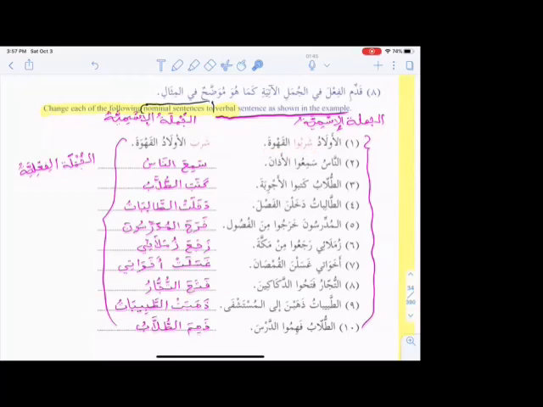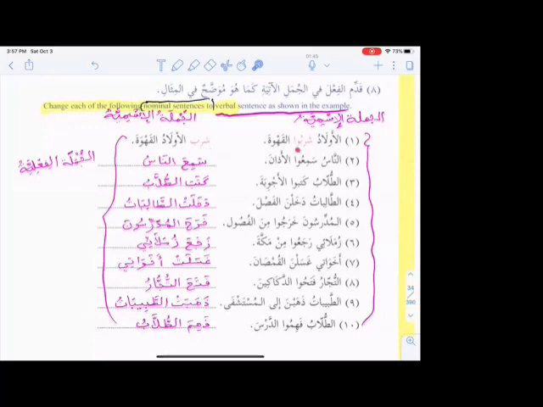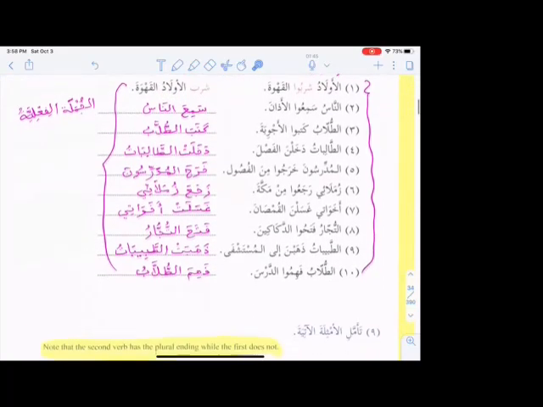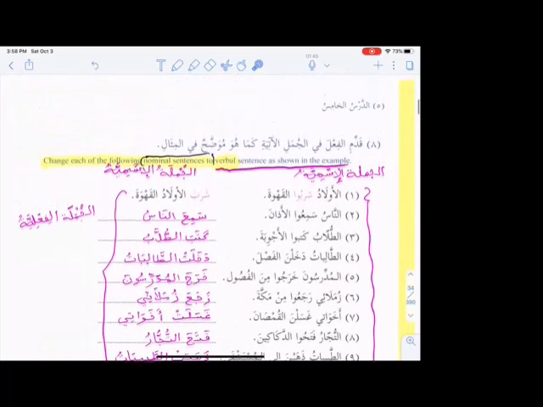Change it into jumla fi'liya. No, that was jumla ismiya. Change it to jumla fi'liya. What will you say? Shariba. Here you say sharibu. Why did you say shariba? Because the jumla fi'liya will always begin with a singular verb. That is the important rule to remember. Sharibal awladu. See, the fa'il is awladu, plural. But we cannot say sharibu al-awladu. That will be wrong. And I'll explain you why it will be wrong.